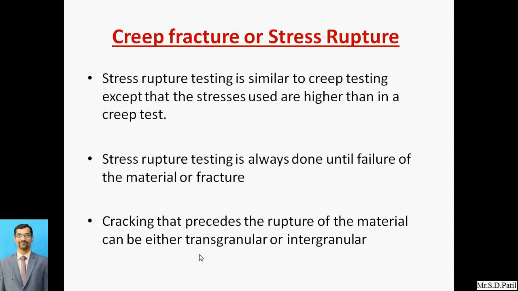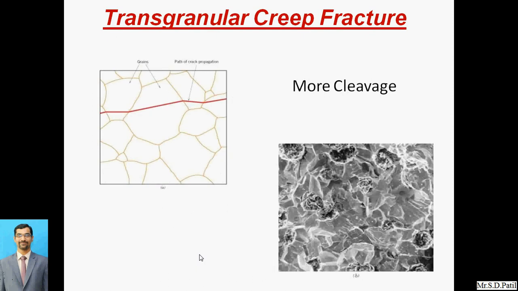Creep fracture or stress rupture. So basically stress rupture testing is very similar to creep testing, except that the stresses used are higher than in the creep test. Stress rupture testing is always done until the failure of the material. So it is a very similar phenomenon to creep testing. There is not much difference. So this is how the changes occur, as has been shown.